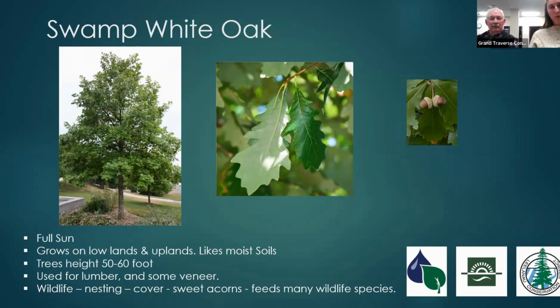It grows up to 50, 60 feet. It's used for lumber and some veneer. They don't really distinguish the wood from the white oak from the other white oaks. There's only about a pound difference per cubic foot. And acorns are tasty. Dry them out, try them yourself, and they feed many other wildlife.